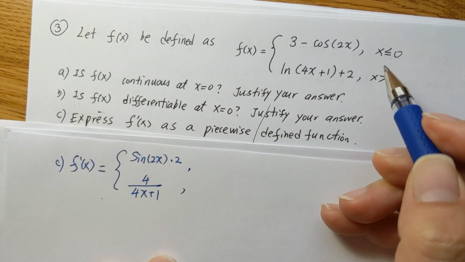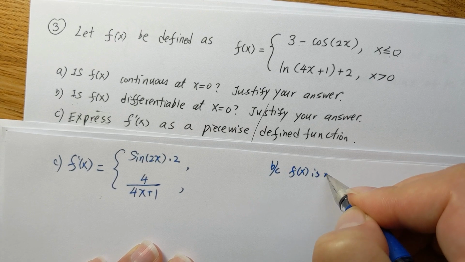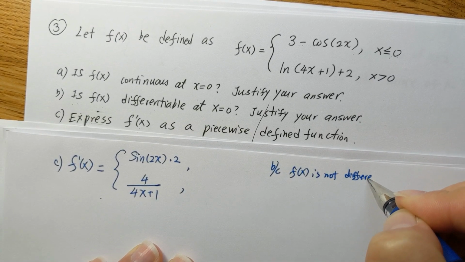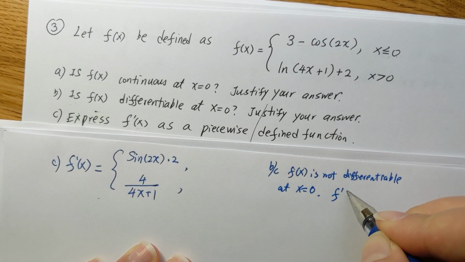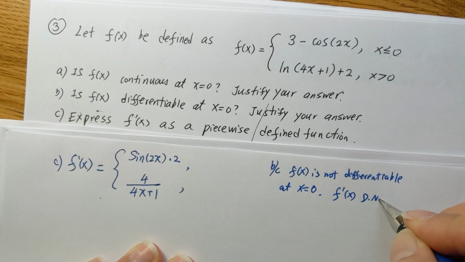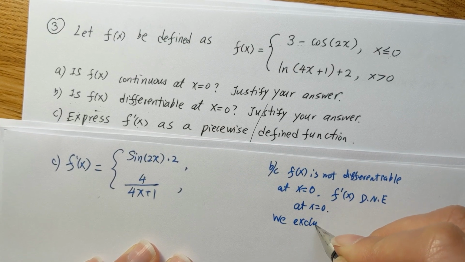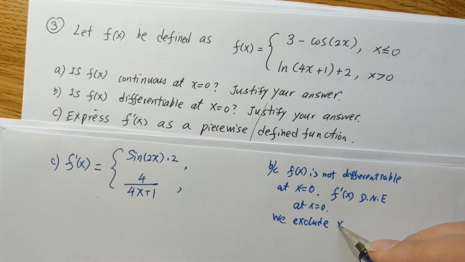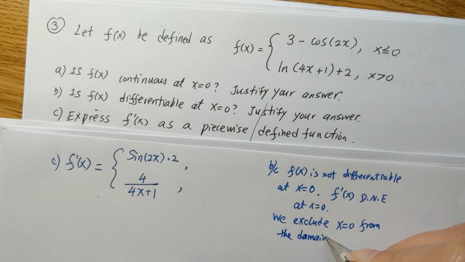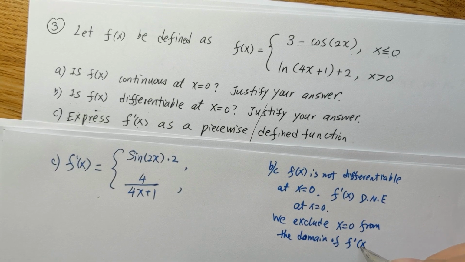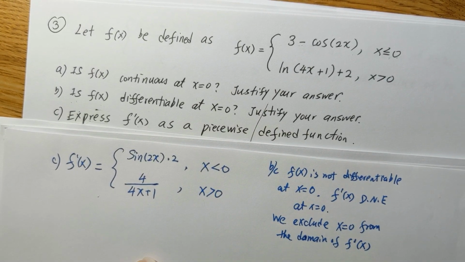So now we just have to determine the domain. Because f of x is not differentiable at x equal to 0, f prime of x does not exist at x equal to 0. So we exclude x equals 0 from the domain of the f prime of x. So we get x less than 0, x greater than 0. So we finished 3C.